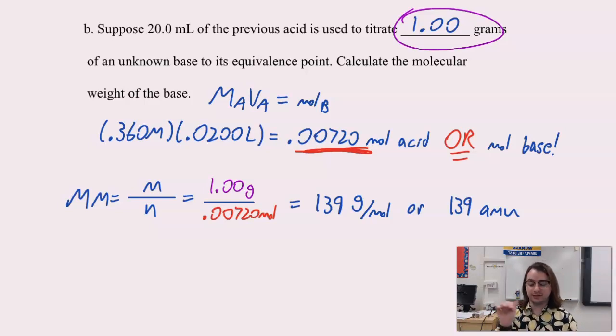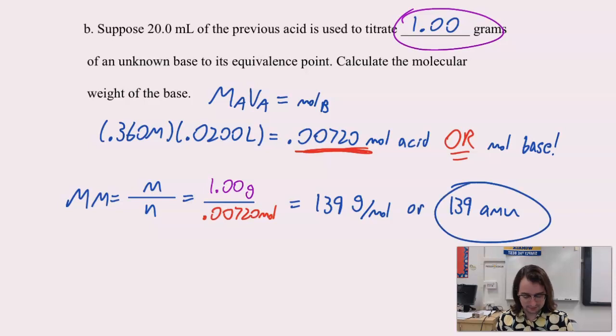I take those moles and plug them into molar mass. I tried to color code so you see where the numbers are coming from. I have grams on top, moles on the bottom. Bada boom, bada bing. I get 139 grams per mole. Technically, this is the more correct answer because it asked me for molecular weight. And that's it. Those are titration calculations.